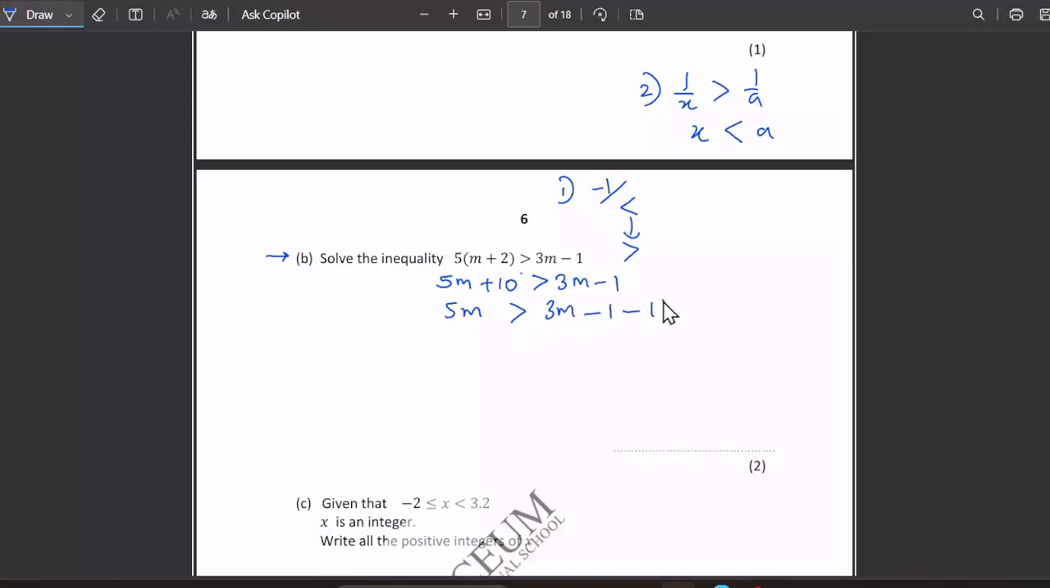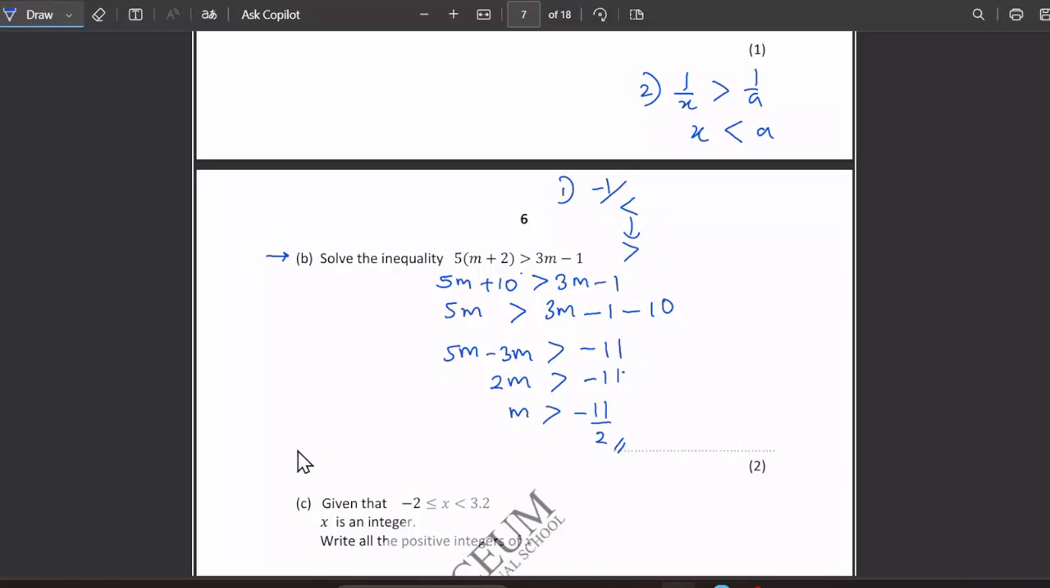It will become minus once it comes to the other side. So this thing also we can take to the other side. 5m minus 3m, minus 11. Okay, now we have 2m greater than minus 11. Okay, m is greater than minus 11 over 2. Okay, this is the answer after solving this inequality.